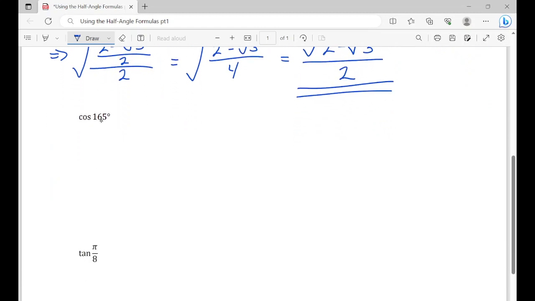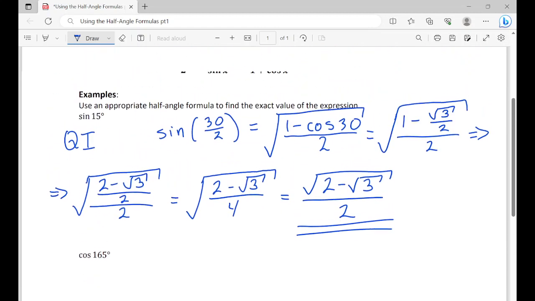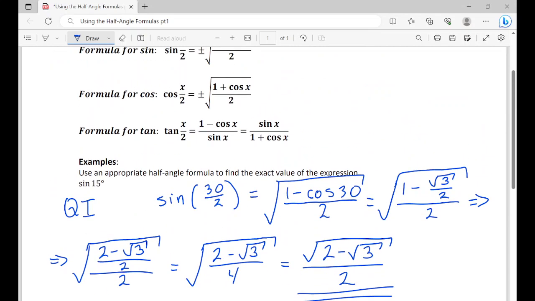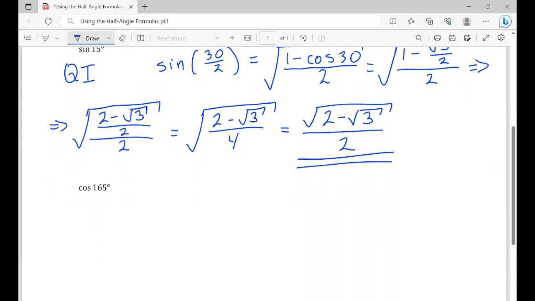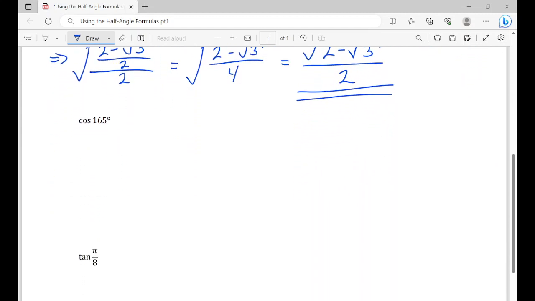Next, we have cosine of 165 degrees. So it means we're going to use the exact same formula we did before, except this time it's going to be a plus. But we still have to figure out whether it's a positive or a negative in the front. Now, cosine of 165 degrees, I can see on the unit circle, is going to put me in quadrant 2. So that means cosine is going to be negative.